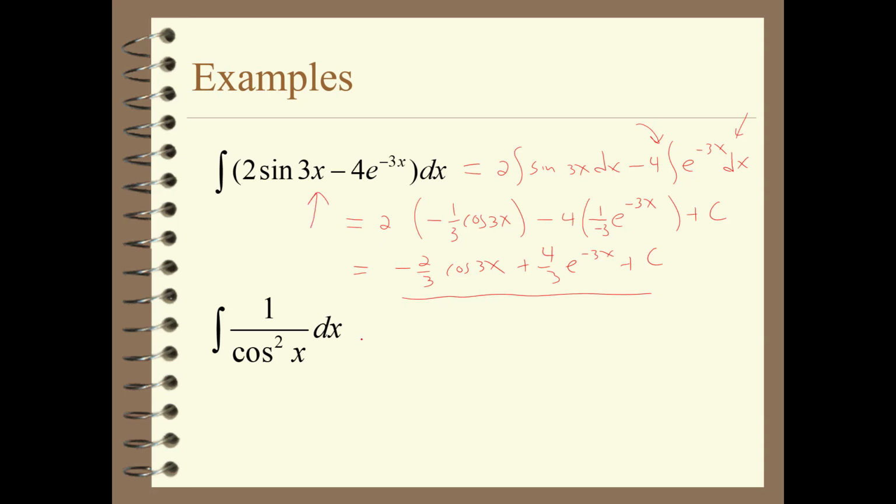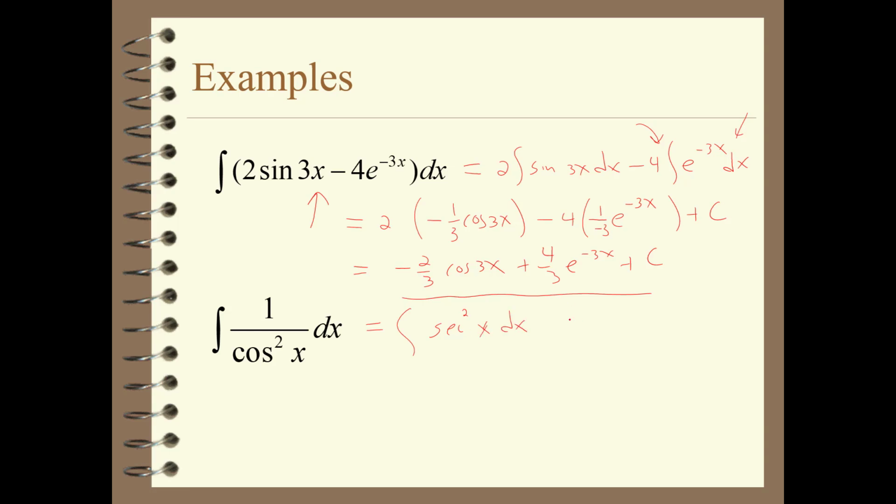For the next one, to find the antiderivative of 1 over cosine squared, notice that's a trig function, and the cosine squared is in the denominator. So this time I don't use the trick I just showed you. Instead, I use a trig identity. I remember that 1 over cosine is secant. So this is really just the antiderivative of secant squared of x dx.